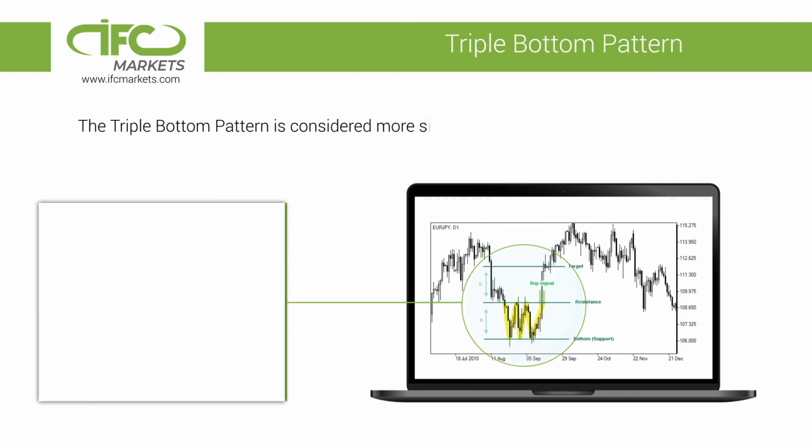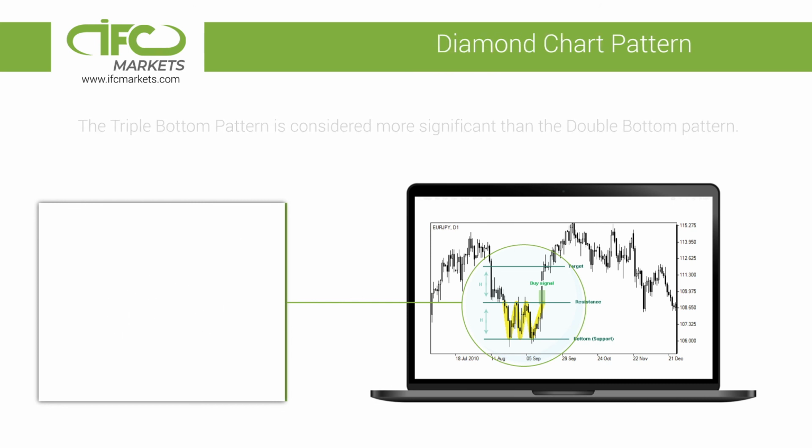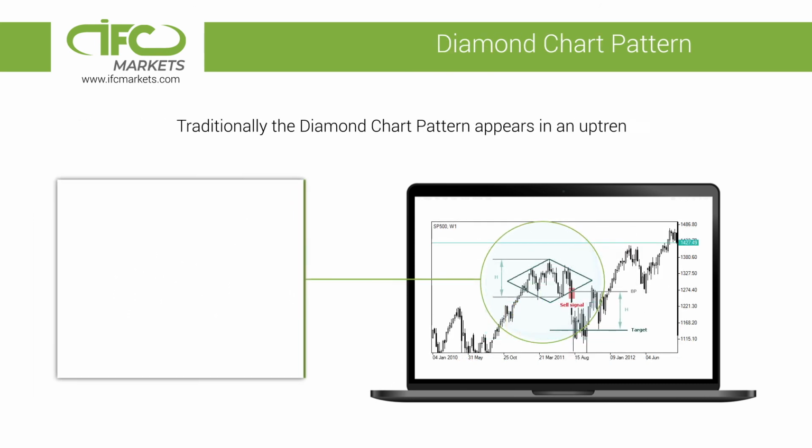The triple bottom pattern is considered more significant than the double bottom pattern. Traditionally, the diamond chart pattern appears in an uptrend.